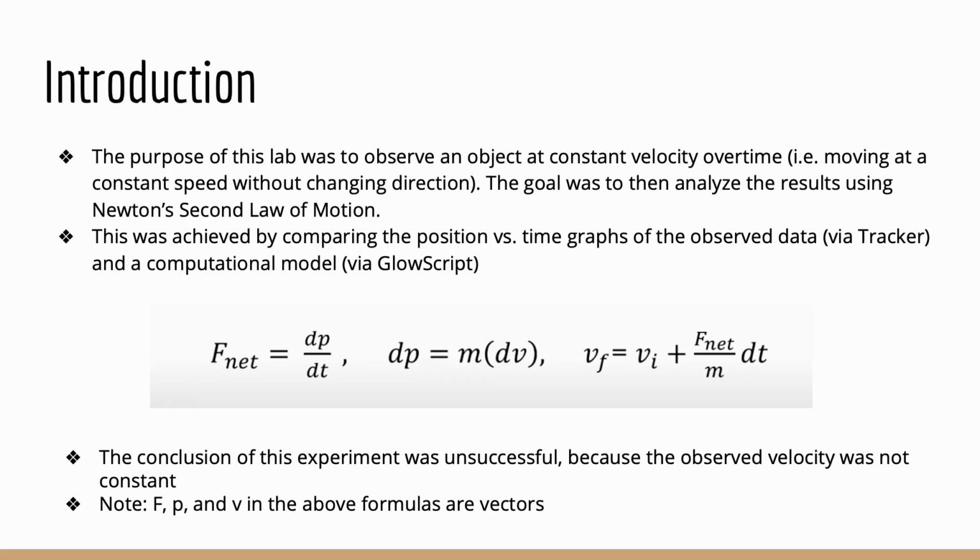This was achieved by comparing the data from observation, analyzed by the program Tracker, to a computational model in GlowScript. As a preview of the results, this experiment was unsuccessful, as it did not produce the expected result of a constant velocity, but instead showed a changing velocity.